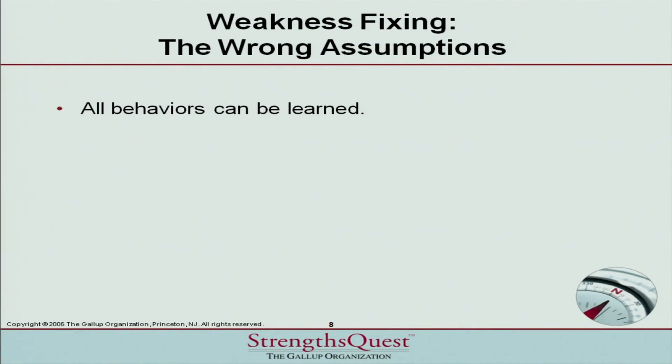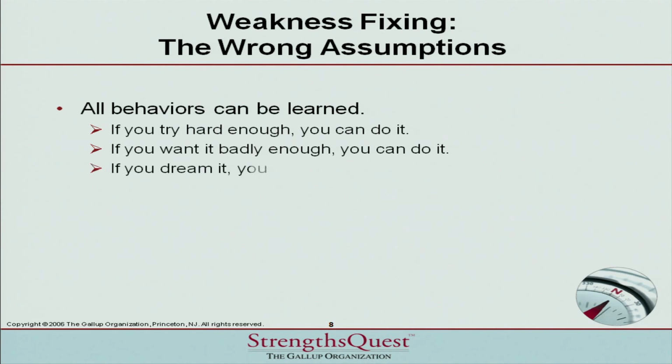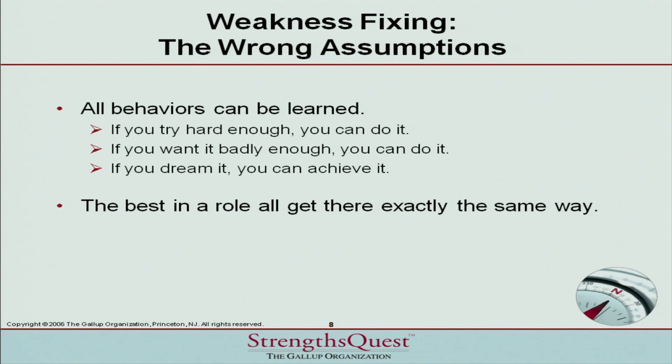There are some assumptions that are simply wrong that we have learned along the way. And one is all behaviors can be learned. We can learn anything. You can do anything if you try hard enough. If you want it bad enough, you can do it. Have you guys heard any of these before? If you dream it, you can achieve it. The best in a role all get there exactly the same way. And weakness fixing leads to excellence.